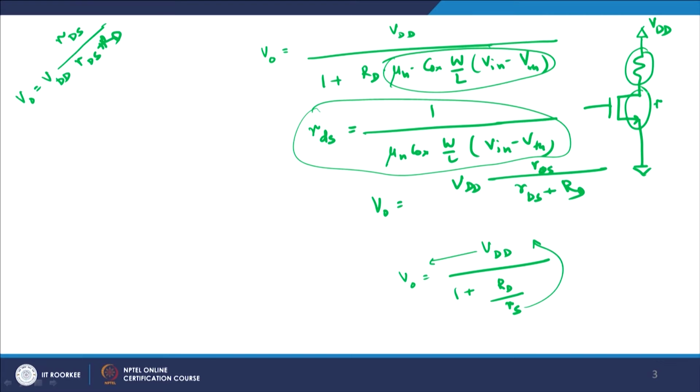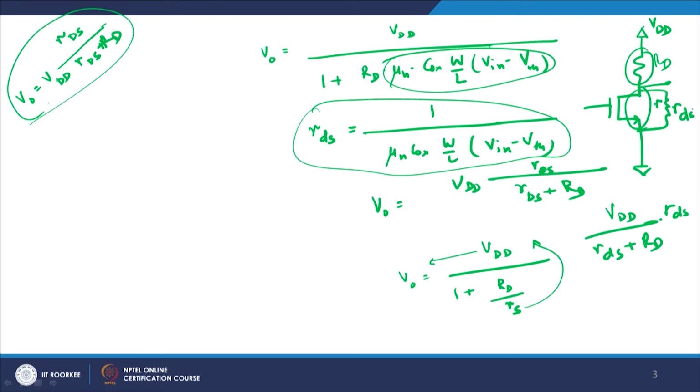This is basically your RDS, and therefore RD, and since they are in series with each other, the total current flowing through the circuit will be nothing but VDD by RDS plus RD. You multiply this with RDS to get the voltage at this particular point, and that is what you are getting, that V out is equal to VDD times RDS upon RDS plus RD.